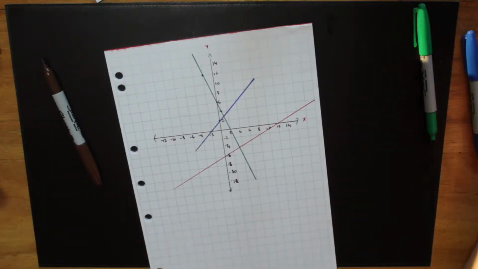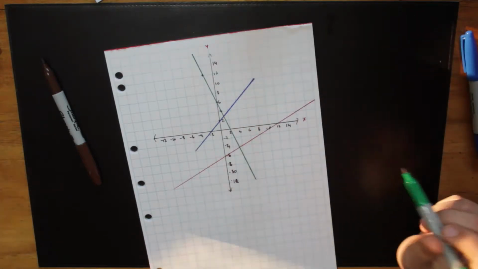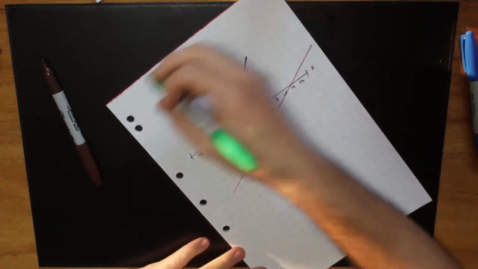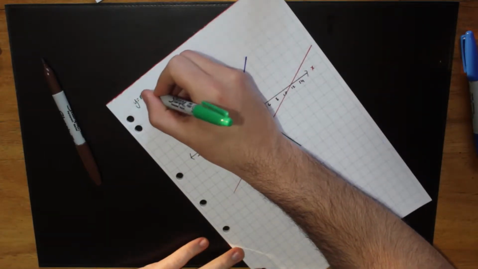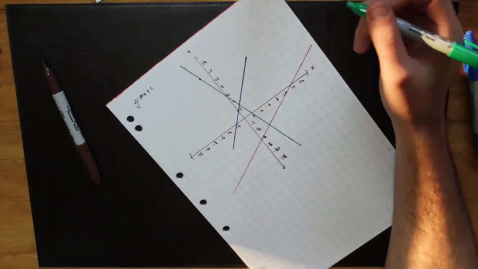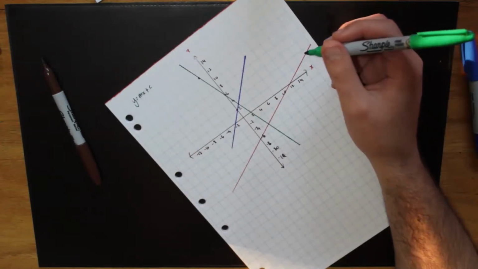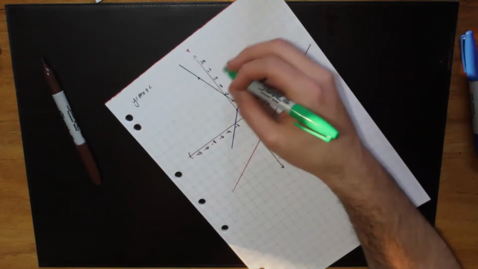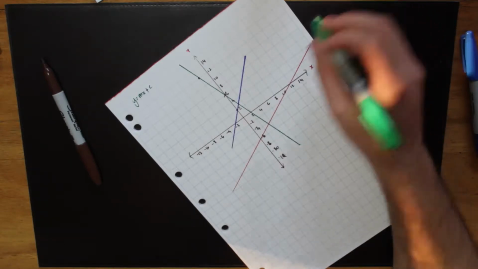Let's have a go at writing some equations based off some lines given to us on a graph. We'll start with this green line here. Well, let's remember our linear equation is y equals mx plus c. We know that c is going to be our y-intercept. So for this green line, we can see here that c is going to be positive 6.